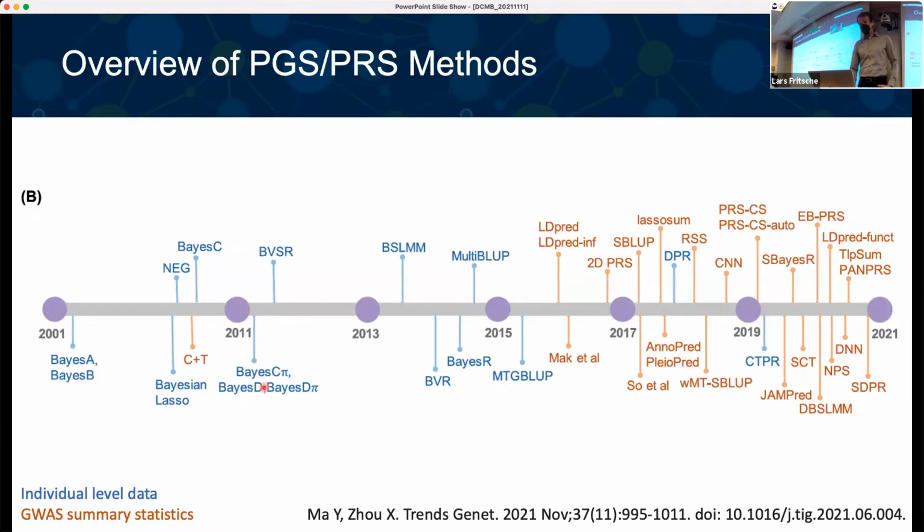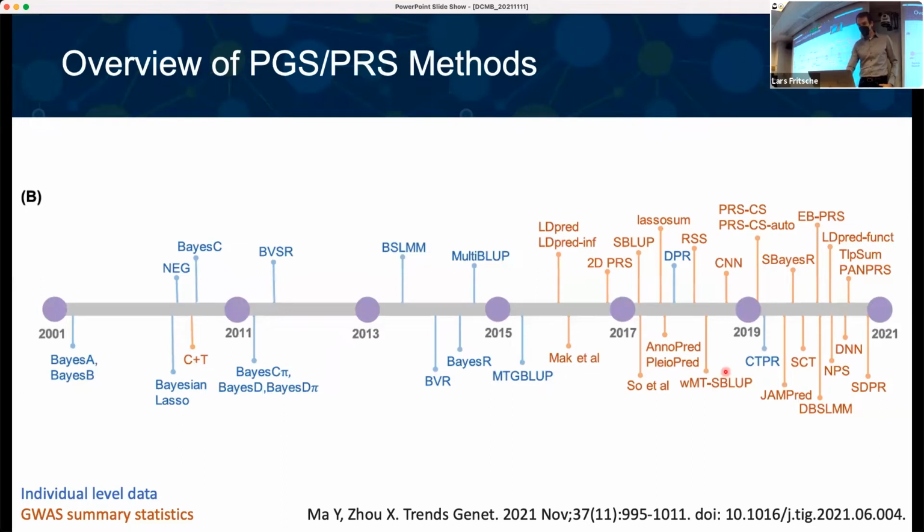polygenic score methods. Here in blue, these are based on individual level data, but I'm mainly talking about methods that use GWAS summary statistics. They are shown in orange. And you can see this is a real trend here. More and more people are developing methods, including additional information, improving the ways they weigh those effect sizes and simulate effect size distributions, and also including additional annotations from other sources.